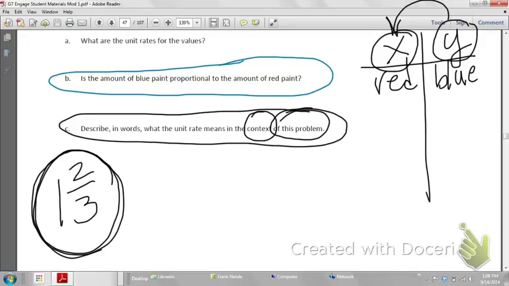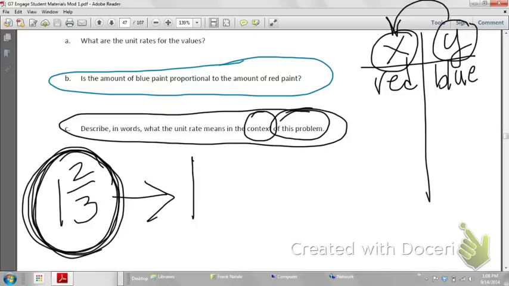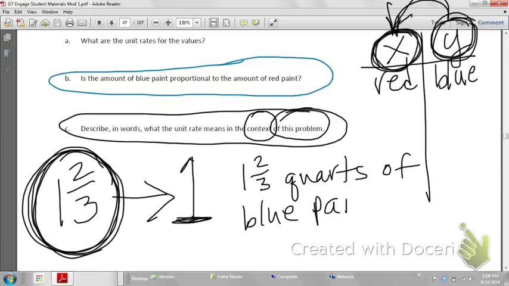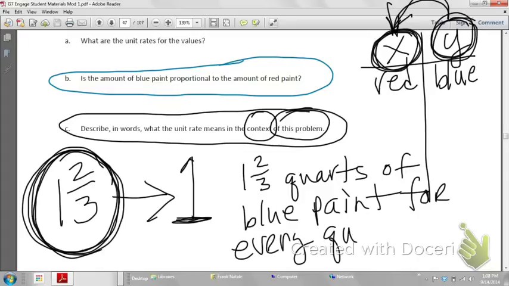So for every 1 and 2/3 quarts of blue paint, there is a corresponding 1 quart of red paint, because our unit rate is 1 and 2/3 blue to 1 red. So there's 1 and 2/3 quarts of blue paint for every quart of red.